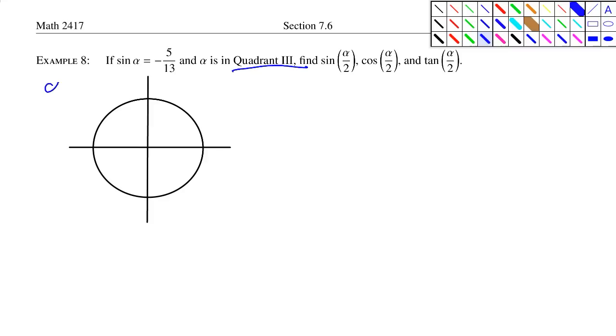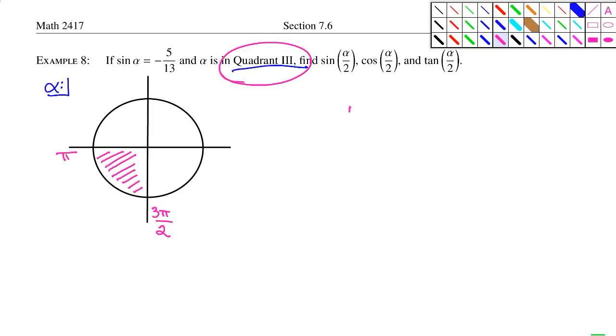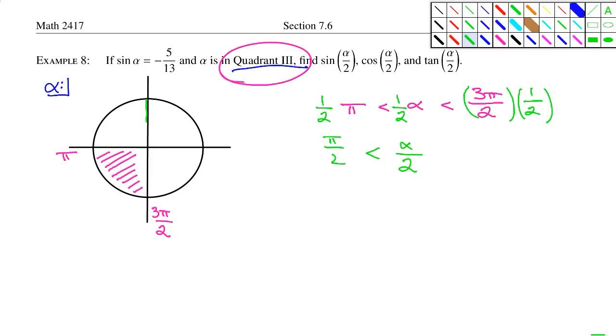So first, let's draw the alpha circle in general. And what we know is that alpha is in quadrant 3. So alpha is somewhere down here in quadrant 3. The bounds on alpha, therefore, are between pi and 3 pi over 2. So alpha is between pi and 3 pi over 2. Now to figure out where alpha over 2 is, we're going to multiply everything by a half. And so the middle is alpha over 2, the number we want. The left side becomes pi over 2, so right here. And the upper bound becomes 3 pi over 4, which is halfway in quadrant 2.